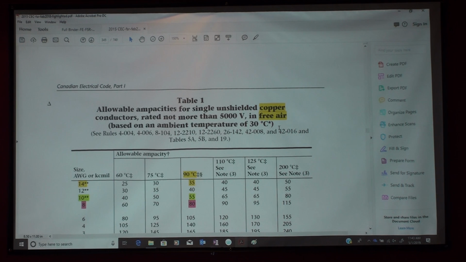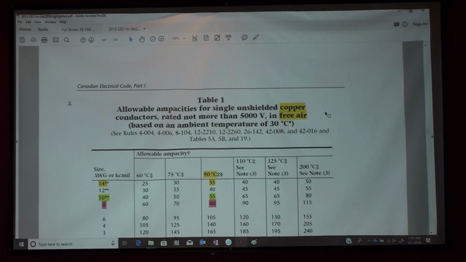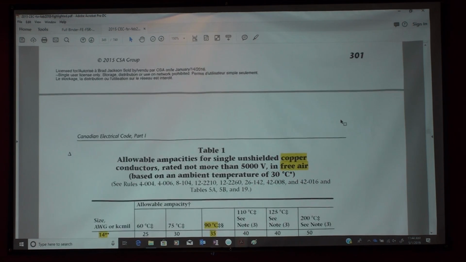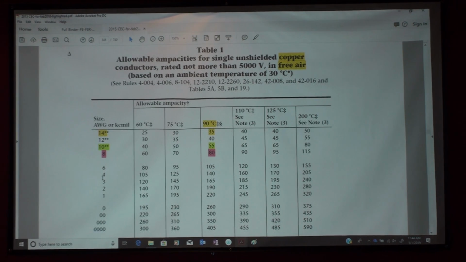Highlight the word copper and highlight the word free air. When you are putting copper wires in free air, let's say your conductors are all 90 degrees C rated, how do you find ampacity? From this chart. Take an example. Let's say you're putting a number 6 wire, okay, and they're all rated for 90 degrees C in free air, means without a conduit, up in free air, okay, each wire is able to carry 105 amps.